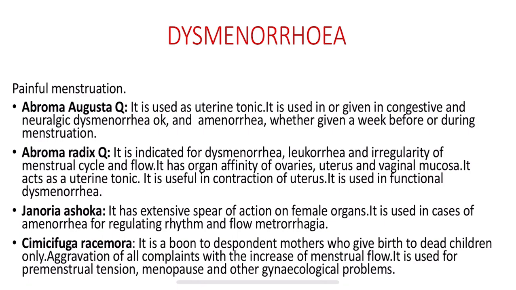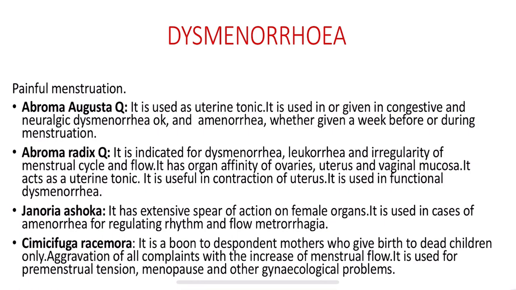It has organ affinity for the ovaries, uterus and vaginal mucosa. So it acts mostly on the mucous membrane of the ovaries, vagina and uterus. It is also used as a uterine tonic. It is useful in contractions of the uterus and is also used in functional dysmenorrhea. So guys, you see here it acts on the mucous membrane. It is used as a tonic for the contractions and for dysmenorrhea.